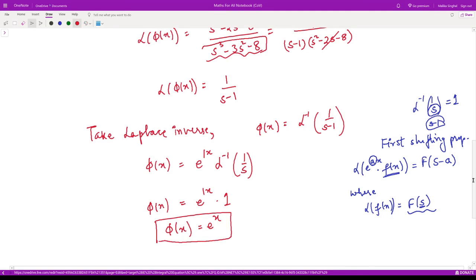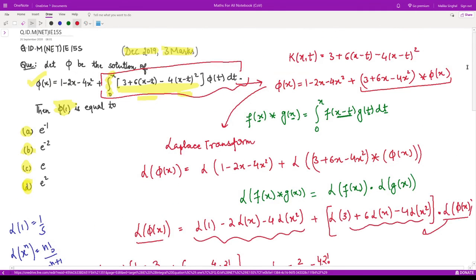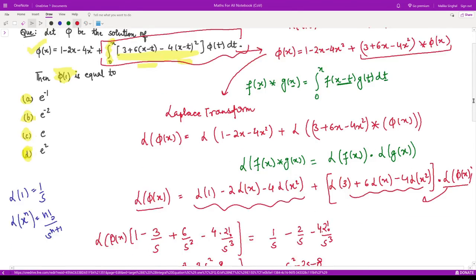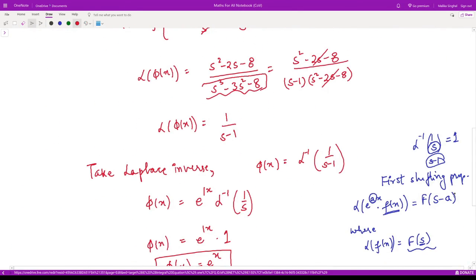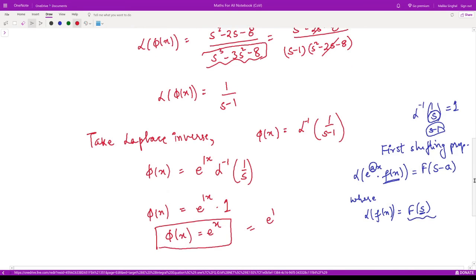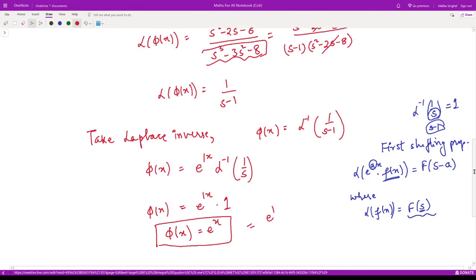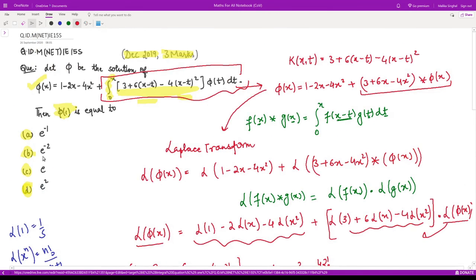But in the question they are asking, what is phi of 1? So if we substitute x equal to 1, we'll have e to the power 1 here, right? So our answer would be e to the power 1. So option C is the correct option.